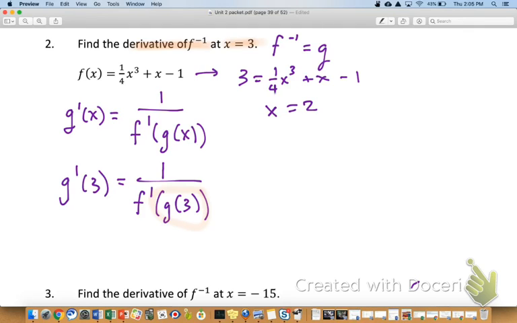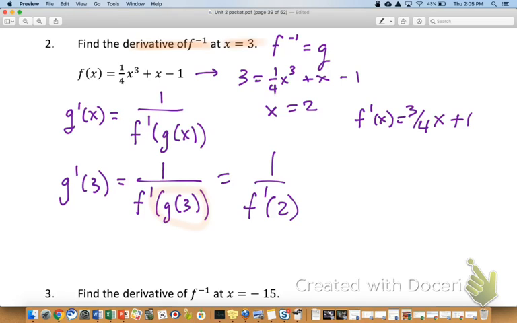So x equals 2. The good news is, now we're in the home stretch. Since we found out that g of 3 is 2, now it's 1 over f prime of 2. And finding f prime is pretty simple, right? I can just take my f over here, and f prime of x equals, looks like we just got a couple of power rules. So it'd be 3/4 x squared, sorry, the squared didn't get on there, 3/4 x squared plus 1. So what's f prime of 2? 4. So your final answer would be 1/4.